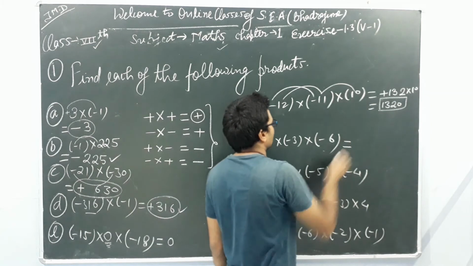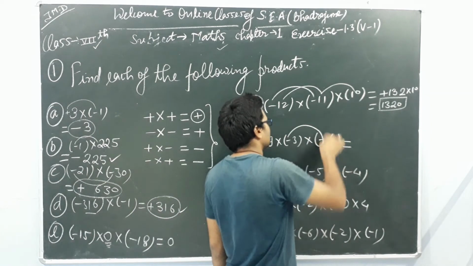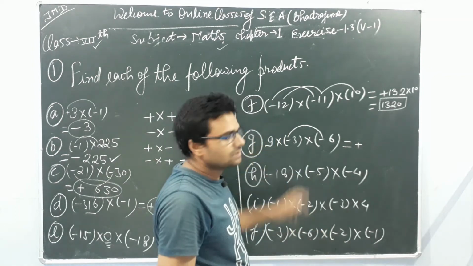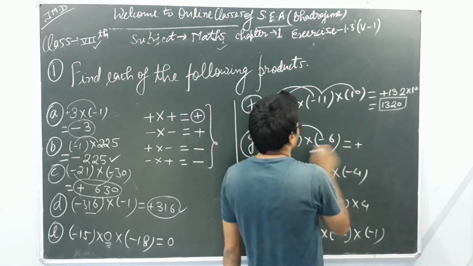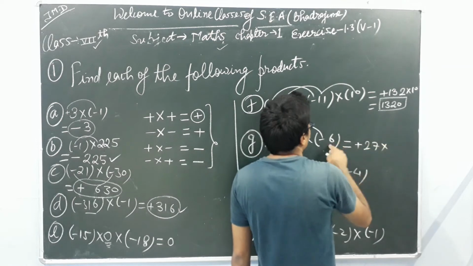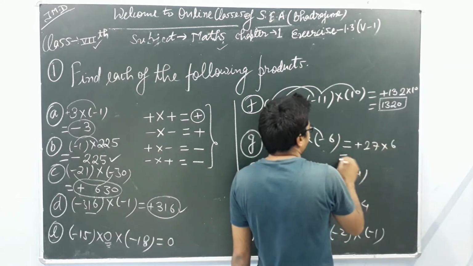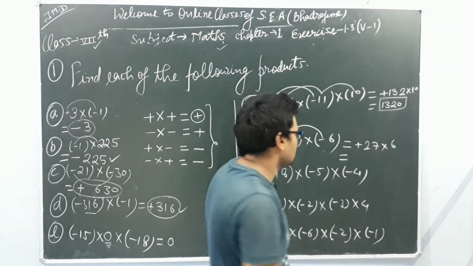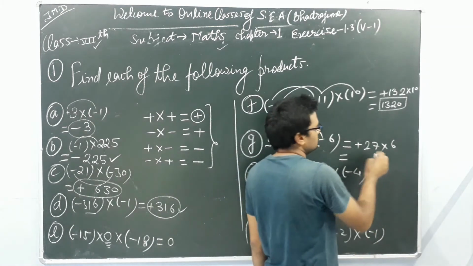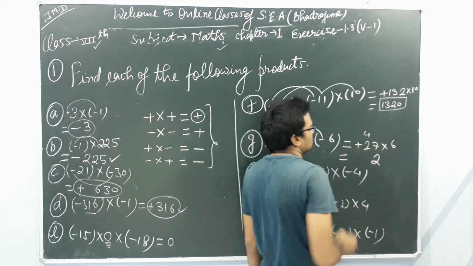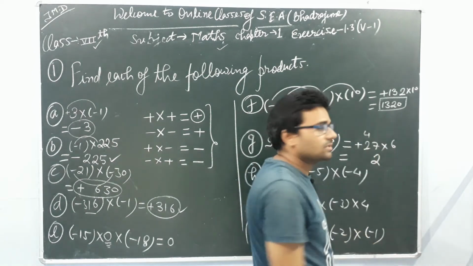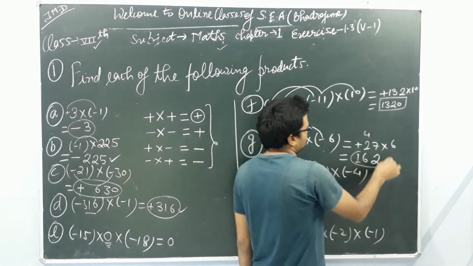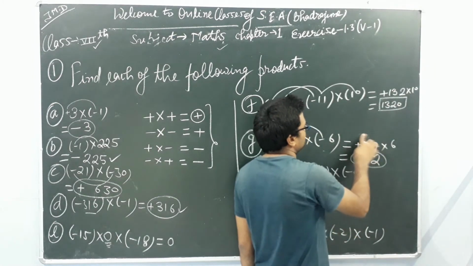Next one is this one. Whenever we multiply a minus with another minus, we get a plus. 9 multiplied with 3 equals 27, and 6 is remained, so 6 is over here. 6 7s are 42, 2 carry 4. 6 2s are 12, 12 plus 4 is 16. So 162 is our answer.